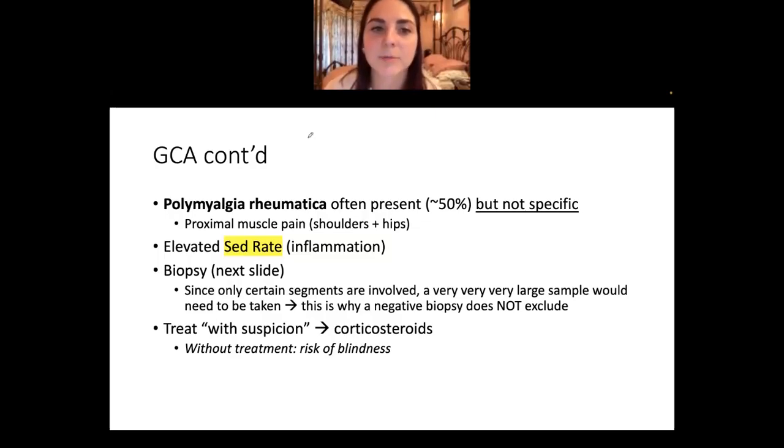I have gotten got by seeing that a patient presents with polymyalgia rheumatica and then automatically going for GCA, but they don't always line up. It's just something to be aware of, but if you see it, it's not enough to say this patient definitely has GCA, because some of the other conditions can also present with polymyalgia rheumatica.